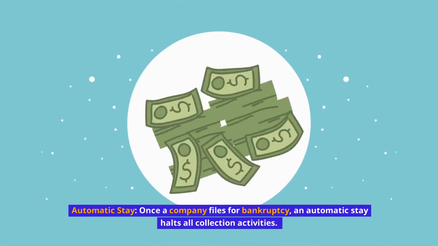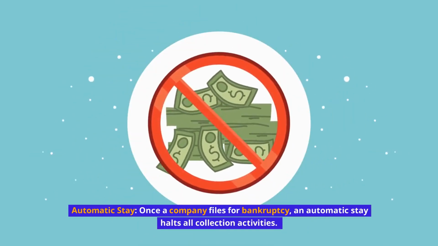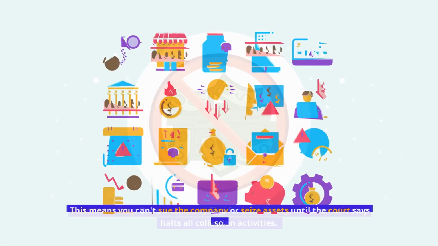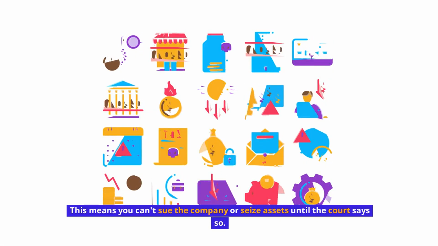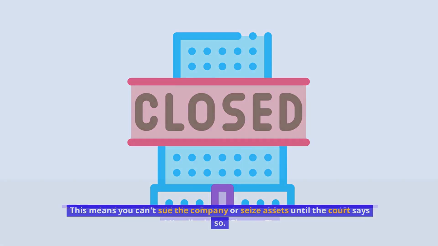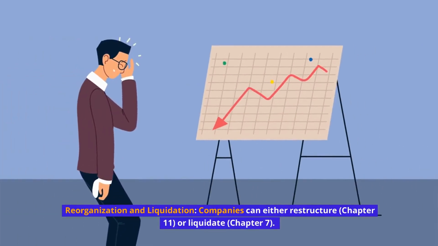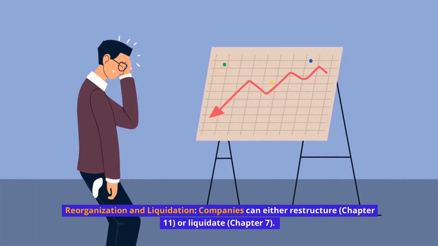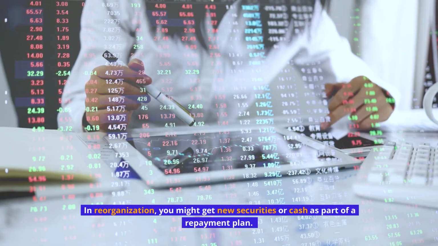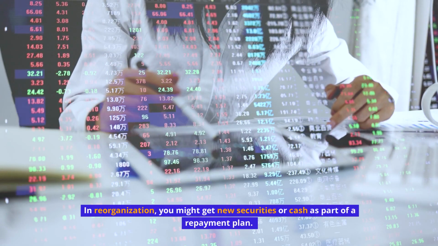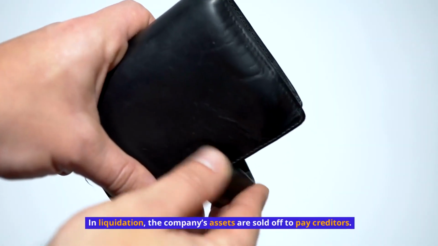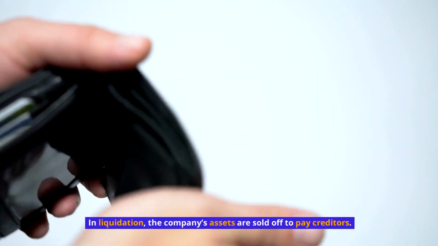Automatic stay. Once a company files for bankruptcy, an automatic stay halts all collection activities. This means you can't sue the company or seize assets until the court says so. Reorganization and liquidation. Companies can either restructure (Chapter 11) or liquidate (Chapter 7). In reorganization, you might get new securities or cash as part of a repayment plan. In liquidation, the company's assets are sold off to pay creditors.